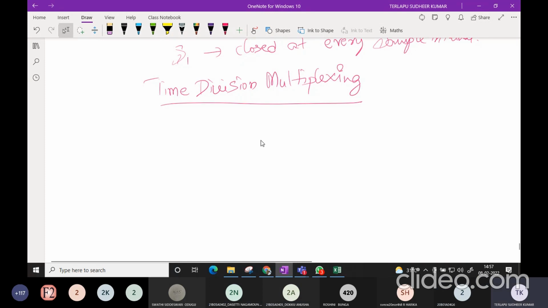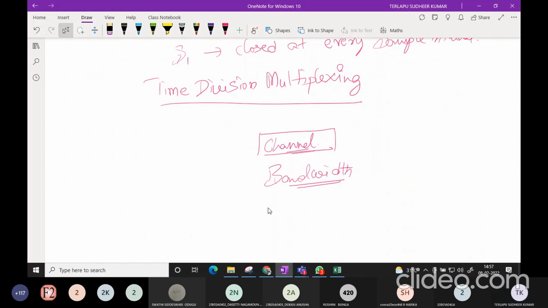In communication, the most scarce things are two things. One is channel. Channel is very limited. And the next one is bandwidth. Keep it in mind. Everybody wants bandwidth. Everybody wants channel. Channel may be a coaxial cable or free space air. If it is wireless communication, air is the only channel we have.